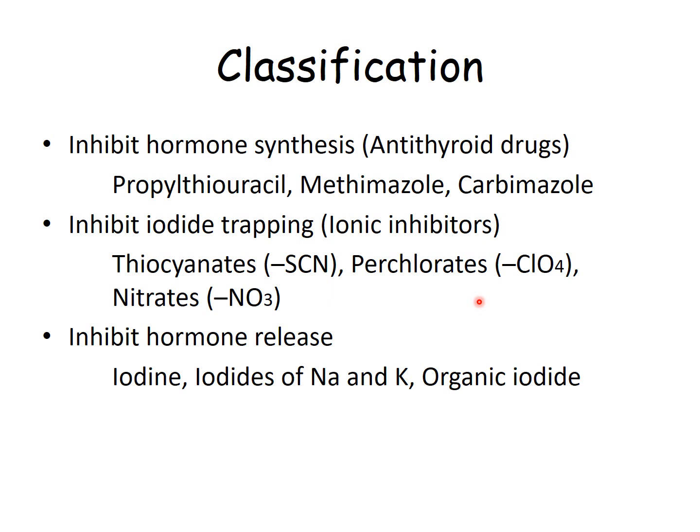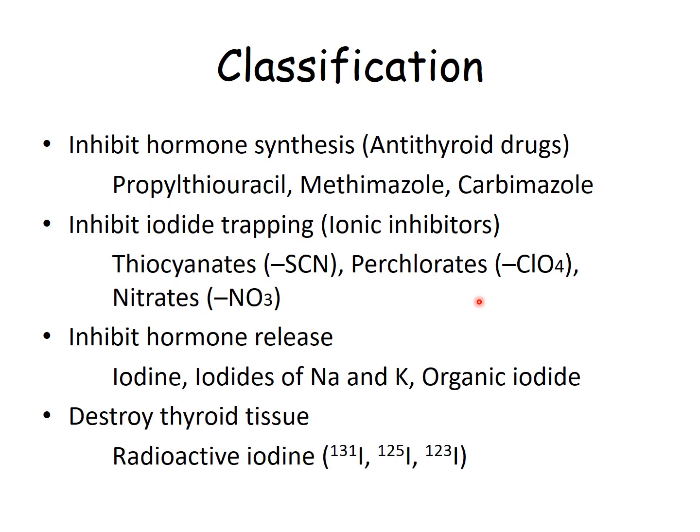And the last group is the drugs which will destroy the thyroid tissue. Destroy means complete destruction of that tissue, mainly with radioactive iodine: iodine 131, iodine 125 and iodine 123. Okay, so this is the group of drugs which are used as thyroid inhibitors. There are 4 main groups of drugs used as thyroid inhibitors. Now we will go to each group and each drug.